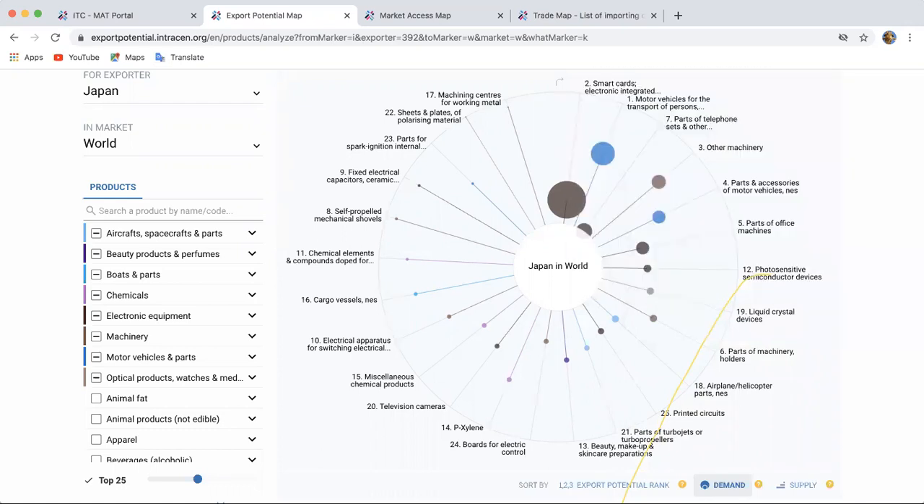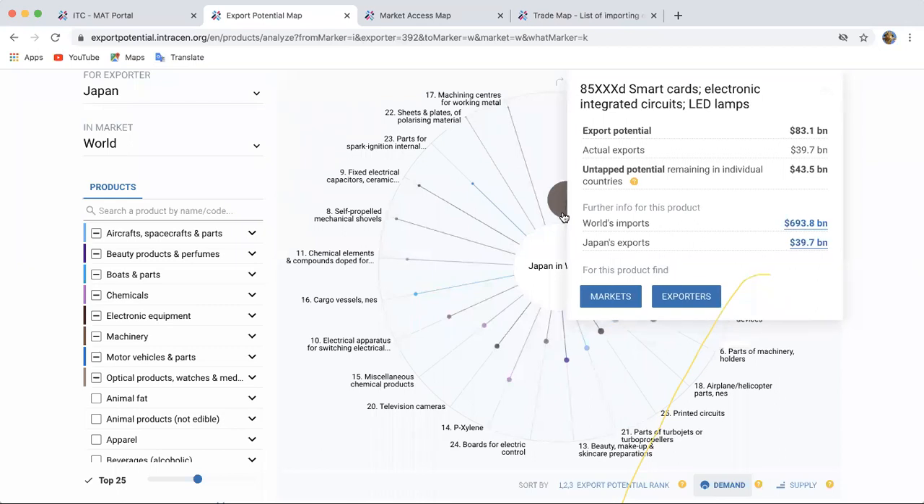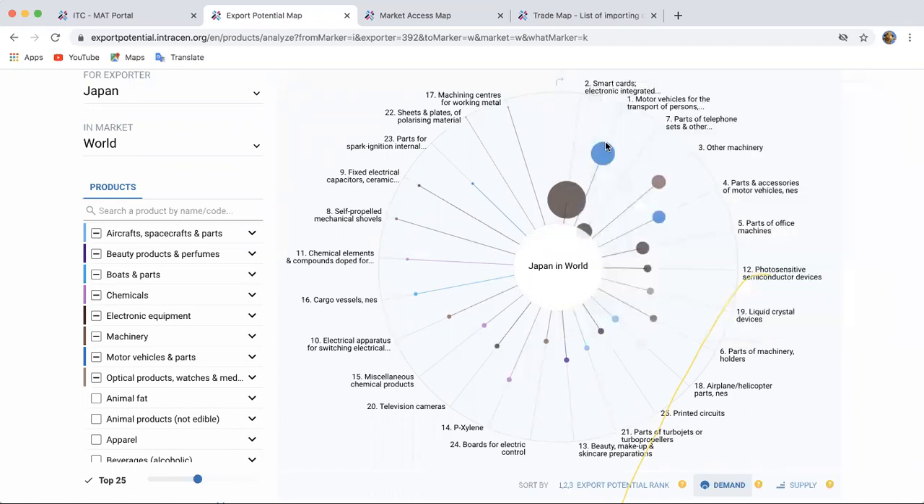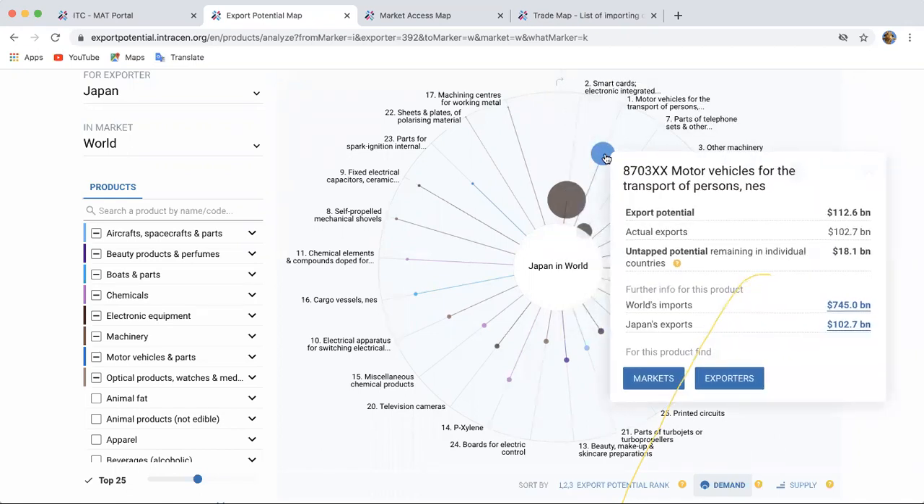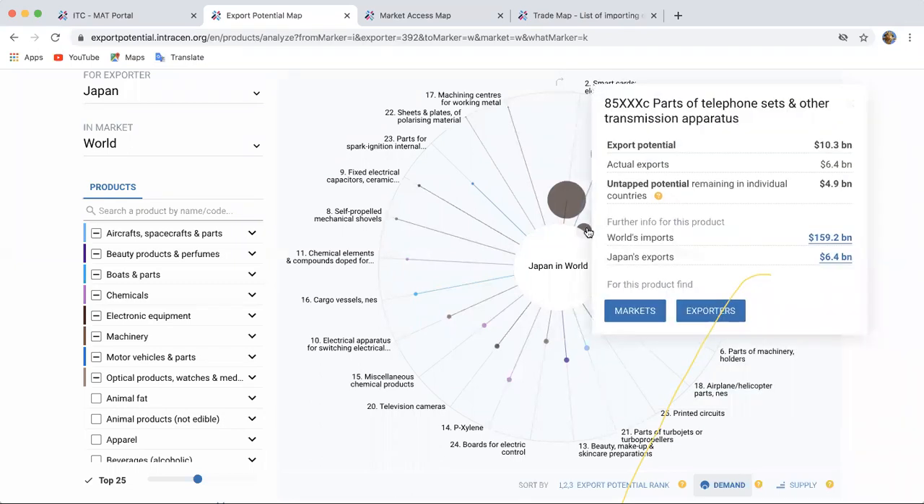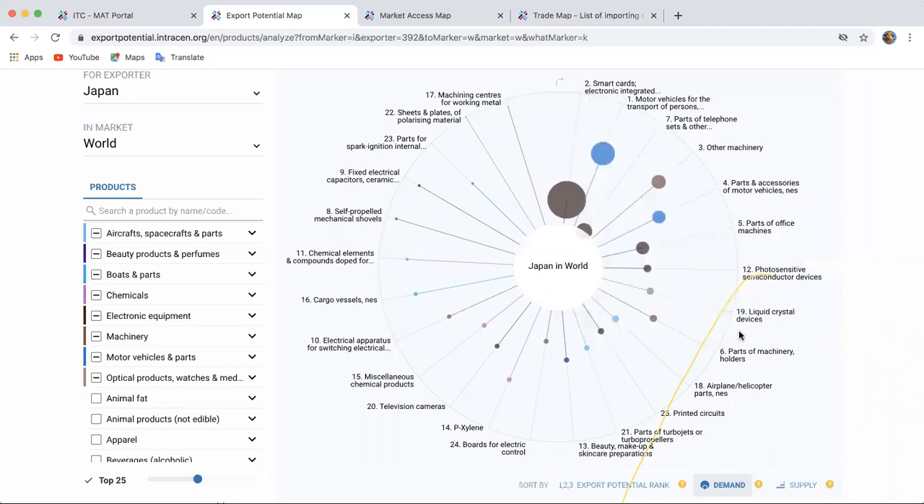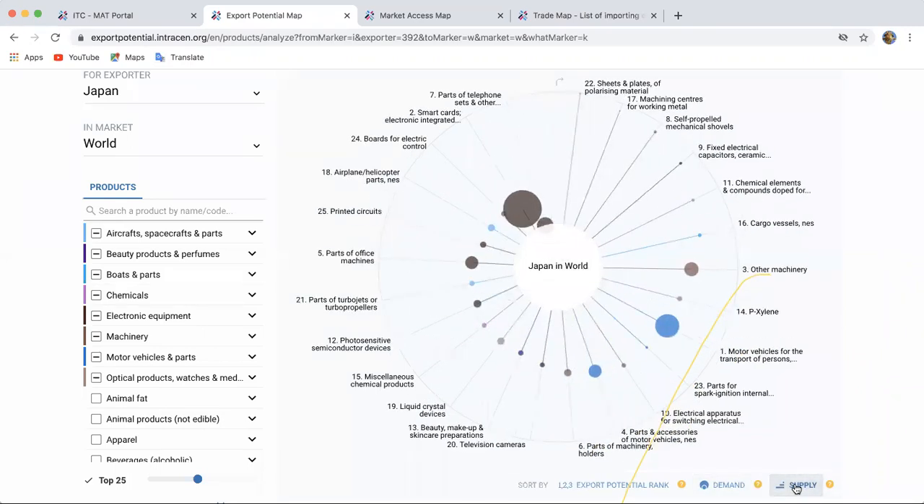As you can see here, demand is about the circles. So you can see that smart cards has the largest circle and is the first one in row. You see the motor vehicles are second, parts of telephone sets, etc. So if you want to look at supply, what the potential Japan can supply for these products, you can see that this ranks in a different way. And this is the supply side of the export potential for these products for Japan. And that's the length of these lines. So it's fun to play around with.